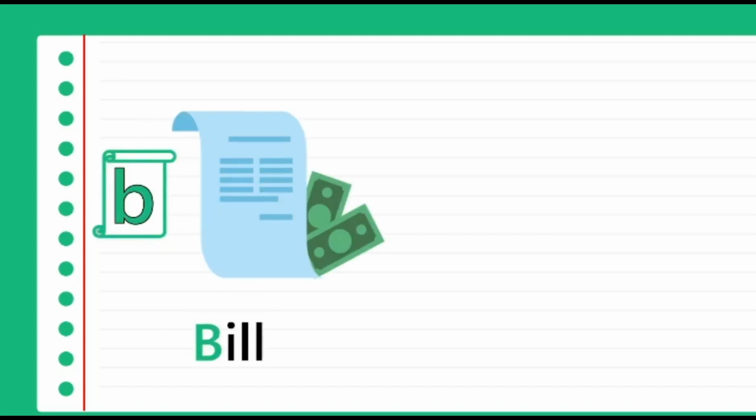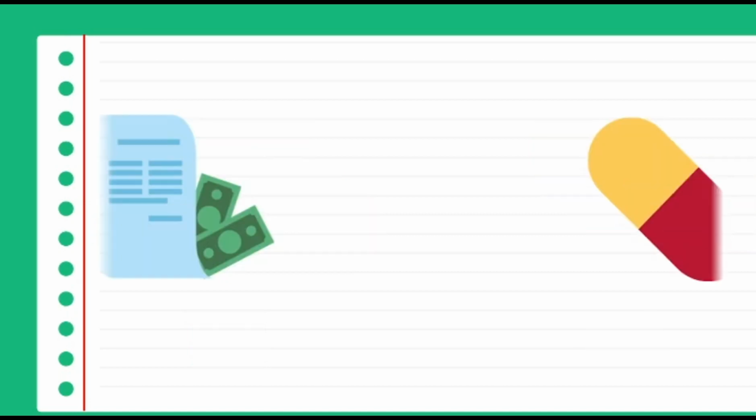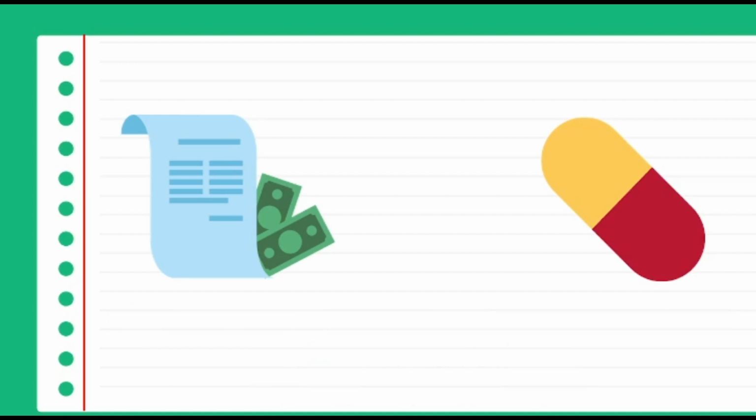Another set of words. B. Bill. P. Pill. Ben needed a pill for his sick big pig, but the bill was very high. Now it's your turn.